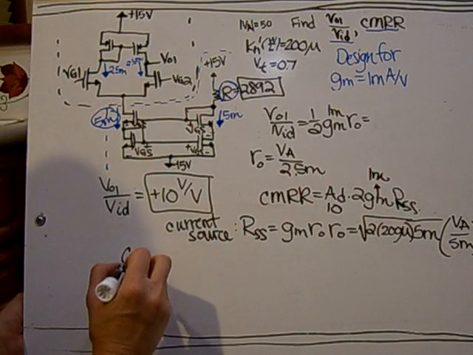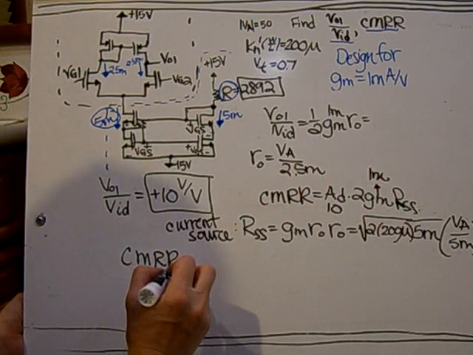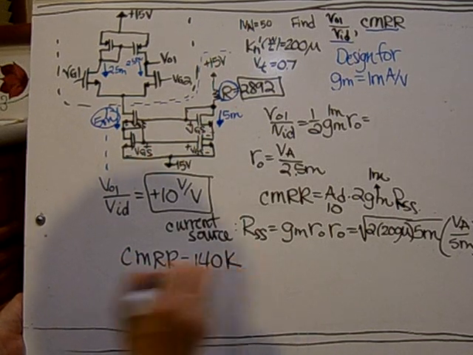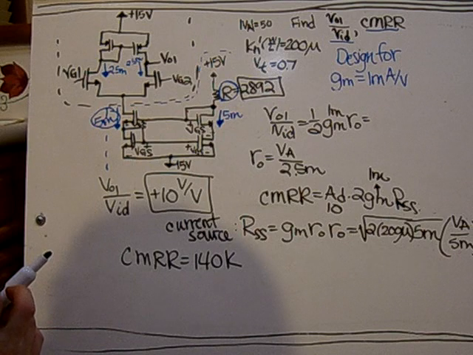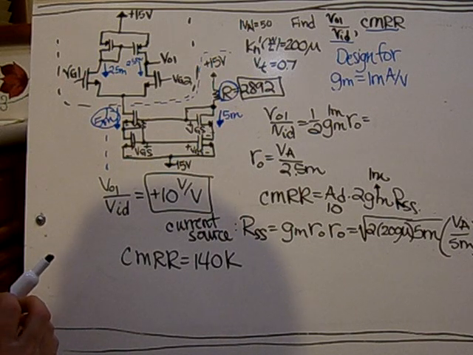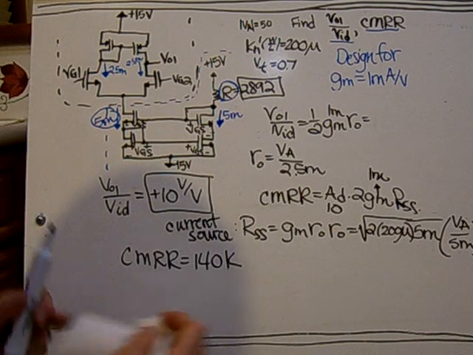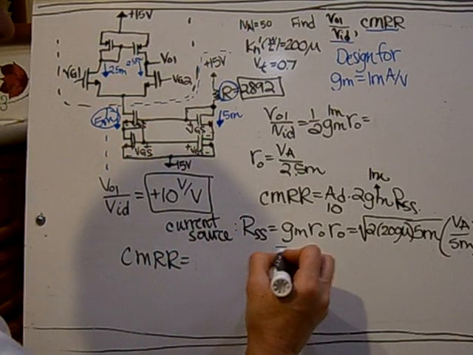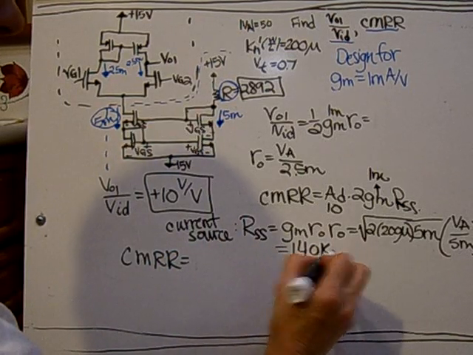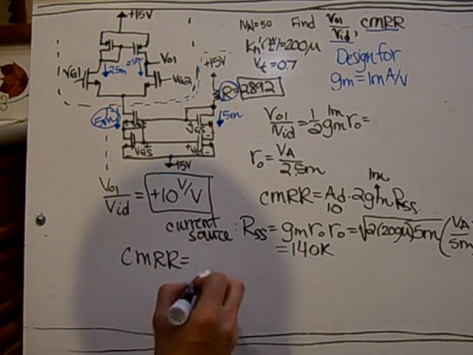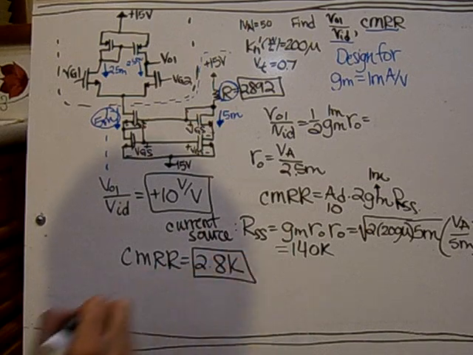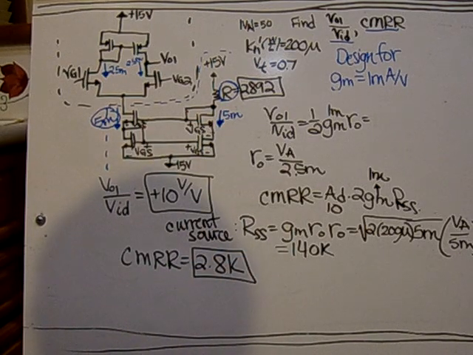So the CMRR, multiplying that all out, gives a value of 140K. Oh, actually RSS is 140K, and this ends up being, so RSS is 140K, and this is 2.8K. So CMRR is 2.8K.